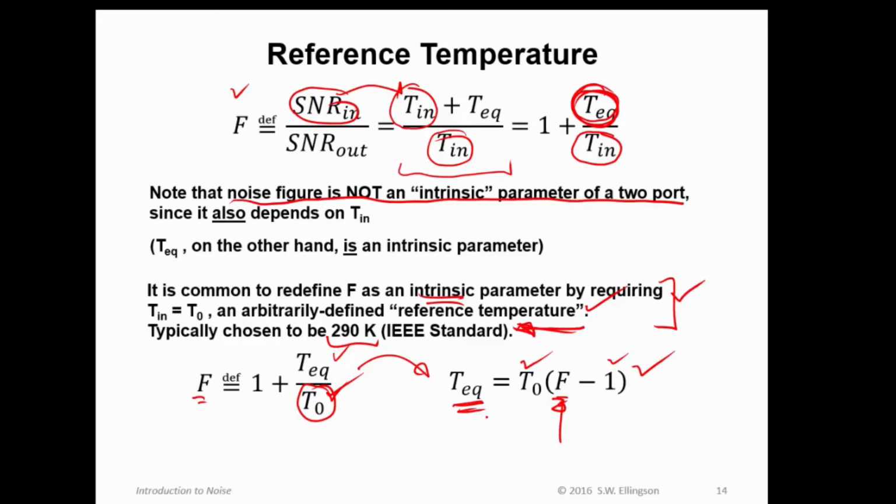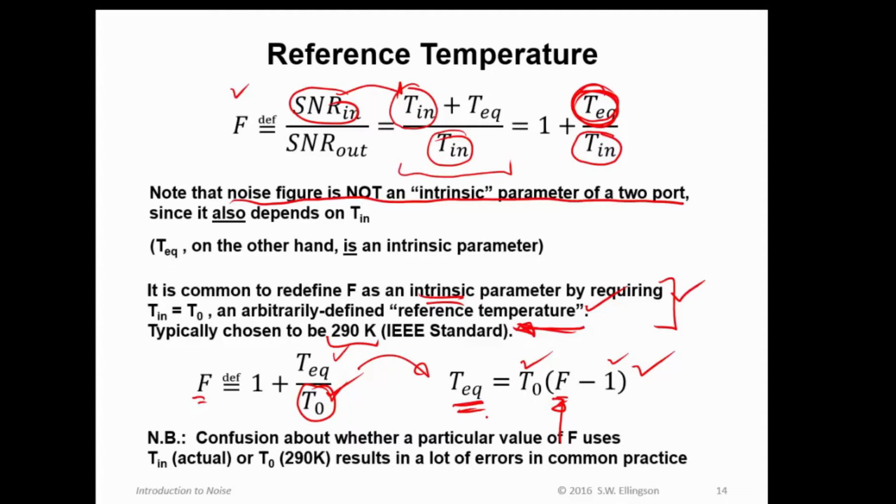equivalent noise temperature. I finally note here that confusion about whether a particular value of noise factor or noise figure uses the actual input noise temperature or this reference temperature of 290K results in a lot of errors in common practice. Usually those errors are quite small. Every once in a while those errors become significant, so you should be careful that you're not making this mistake.